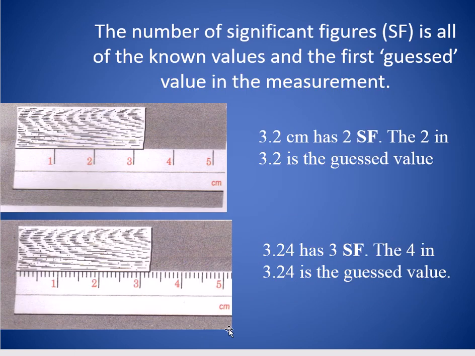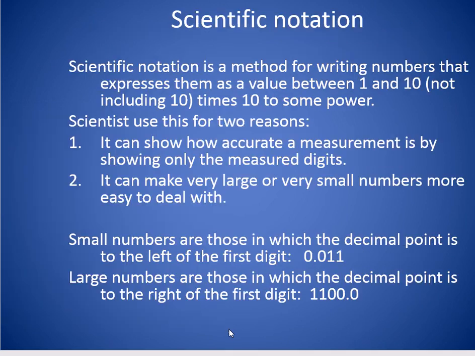Okay, so let's look at this again now. 3.2 centimeters for my first one had two significant figures. 2 is the guess value. My second measurement was 3.24 centimeters, and we had 3 significant figures where 4 is the guessed value. Hopefully you all got the feel for what this means now.